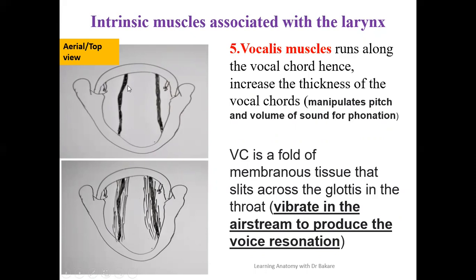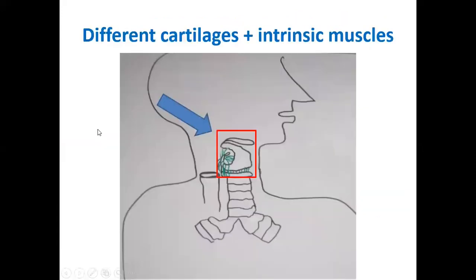So this is the vocal folds that tends to be embedded within, responsible for sound resonation. And this is the vocalis muscle that tends to be aligned along the same pattern, which is responsible for intensifying the function of what the vocal cord does. So the different cartilages and also intrinsic muscles come together to form the larynx. So this is the general presentation.